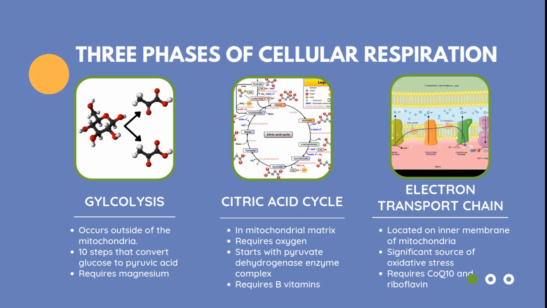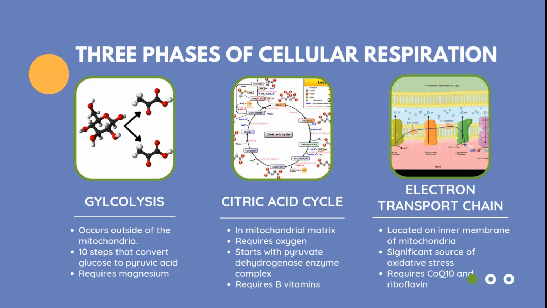This is also located within the mitochondria. This is a significant source of oxidative stress because electrons are carried from one enzyme complex to the other, and they can sort of be dropped. And when free floating electrons are dropped, they can create free radicals. Oxygen will pick them up and create something called a reactive oxygen species, which is a damaging free radical.